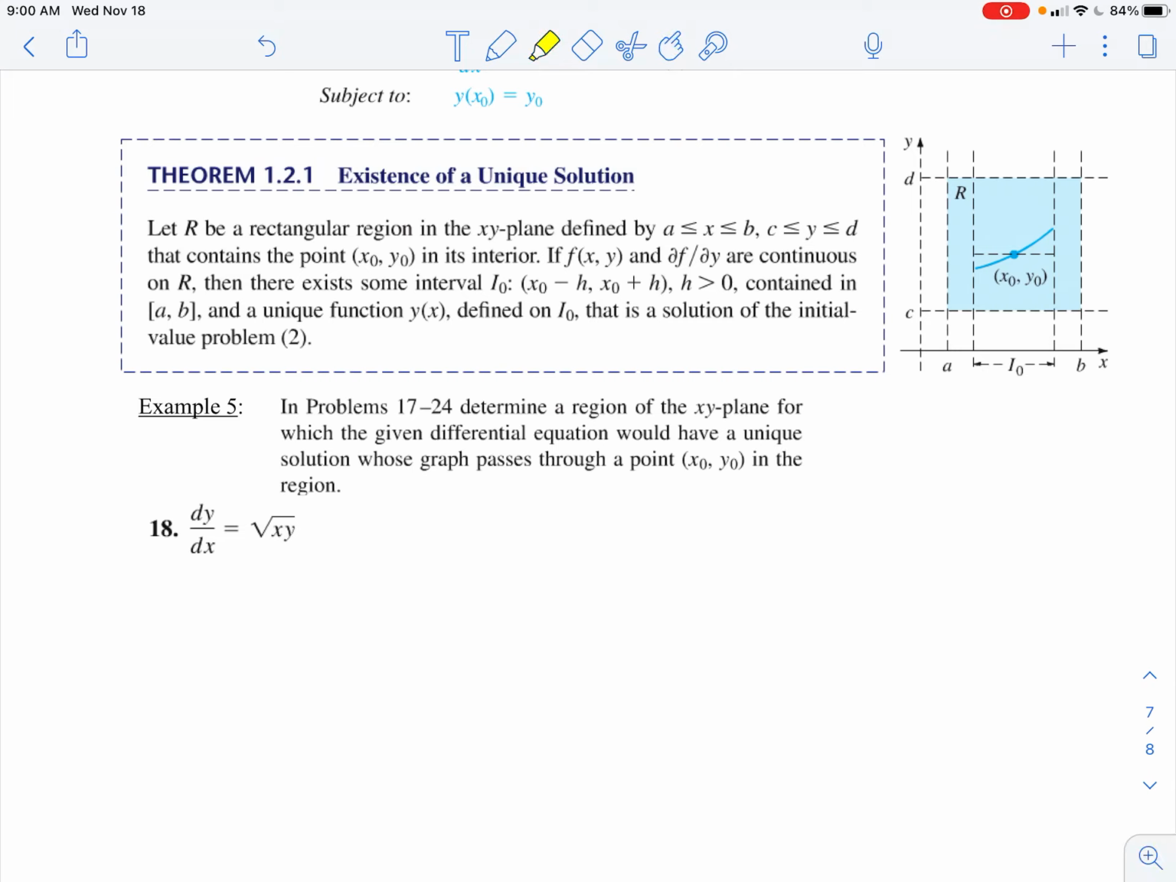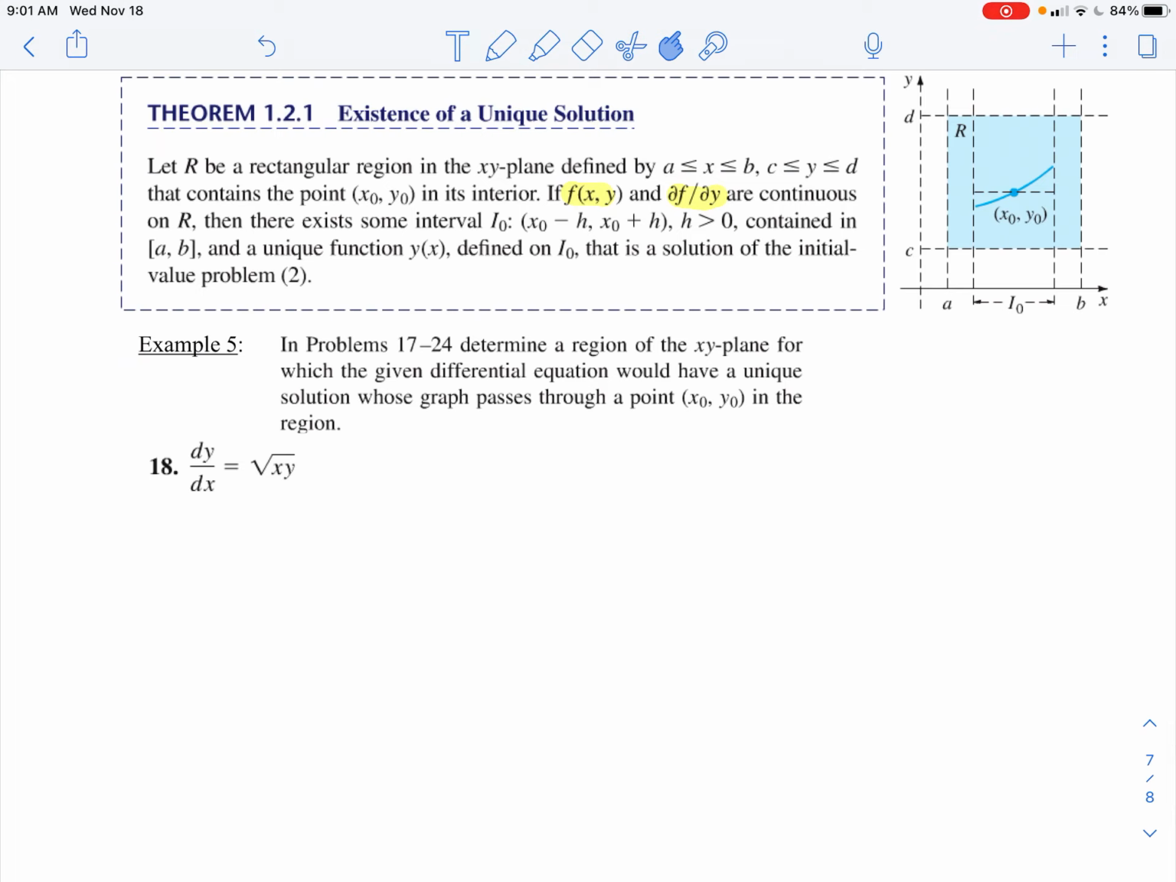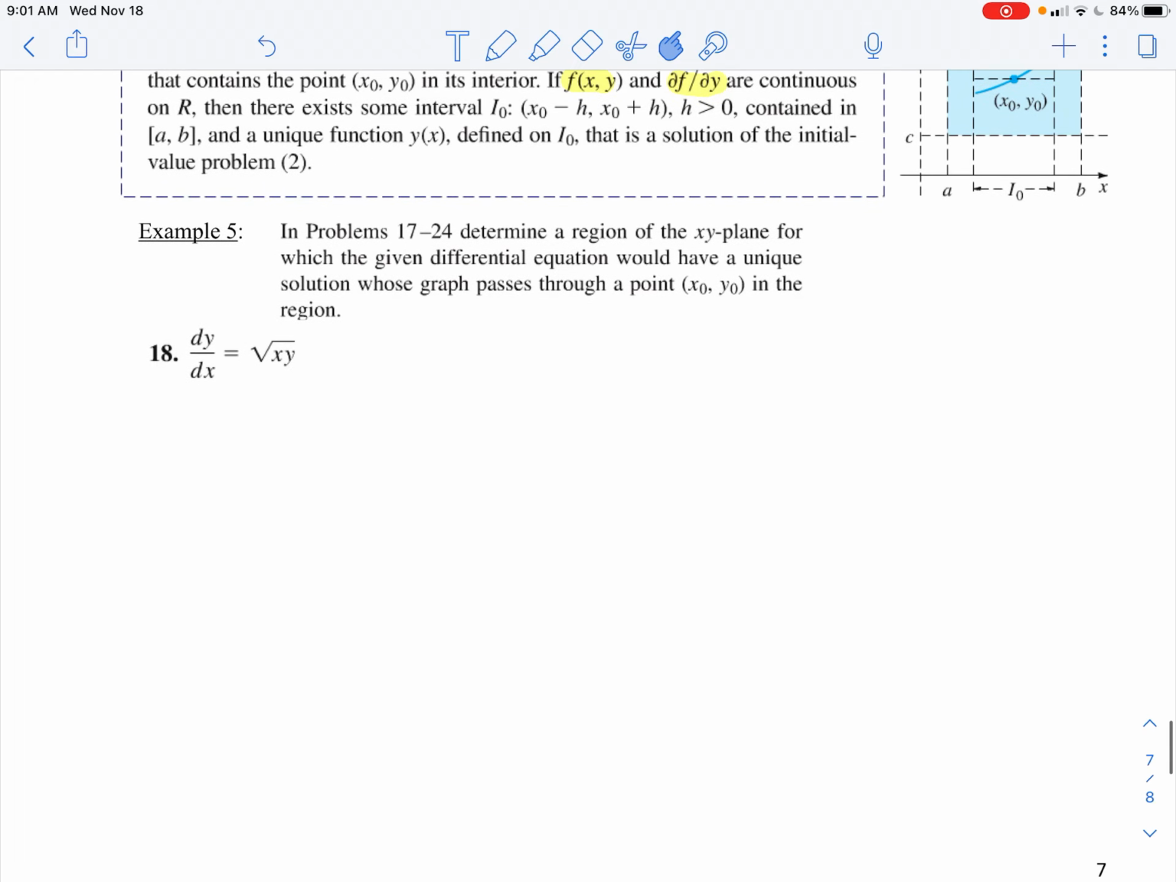So pretty much what we're going to be doing is we're going to be given a derivative. We're going to set the derivative as our function, and then we're going to take the partial of that. And if they're both continuous on R, then there exists some interval where we're going to have a unique solution. And so pretty much what we're doing is we're just trying to find intervals. Again, this is something that's not going to show up a lot after today, especially in the future. But I do want to show you everything that is in the text when it comes to just the introduction to differential equations.